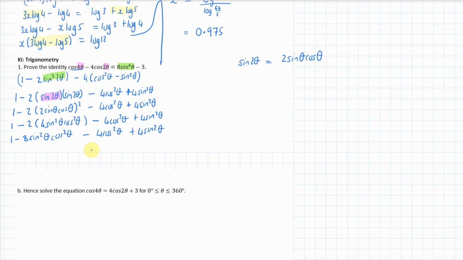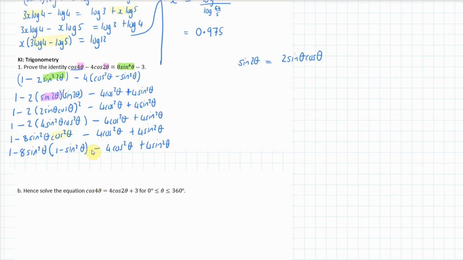Now what I can do is use another identity with this one here, and this is how I'm going to get my sine to the power of 4. So I'm going to go 1 minus 8 sine squared theta into, now cosine squared theta is like 1 minus sine squared theta, isn't it? From Pure Maths 1. So that's our next line. I know I'm doing this very slowly, bit by bit.